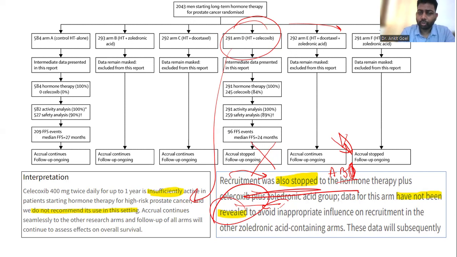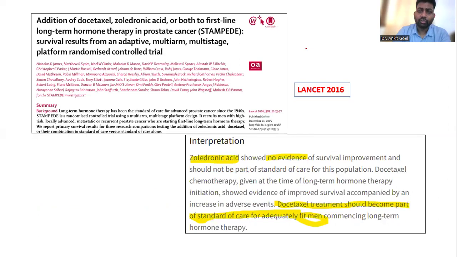Okay, every time try to recall the arms. A is for ADT, B is for bisphosphonates, C is for docetaxel chemotherapy, and D and F we don't have to discuss anymore now. Okay, and arm E contains docetaxel plus zoledronate, that is ABC. Now let us understand what was the next outcome.